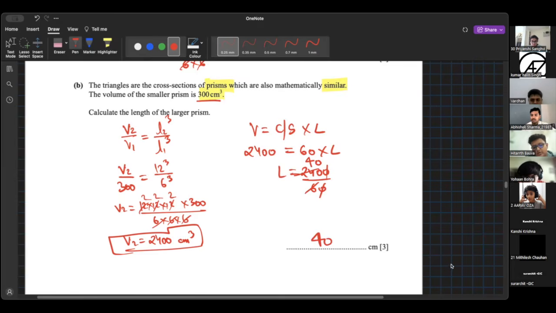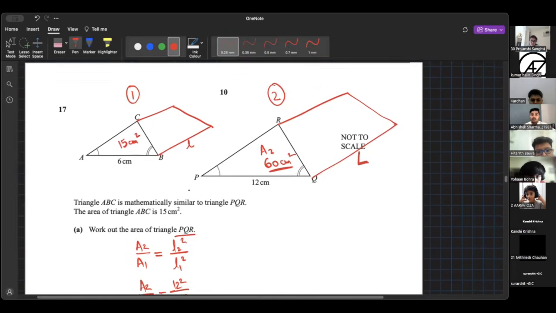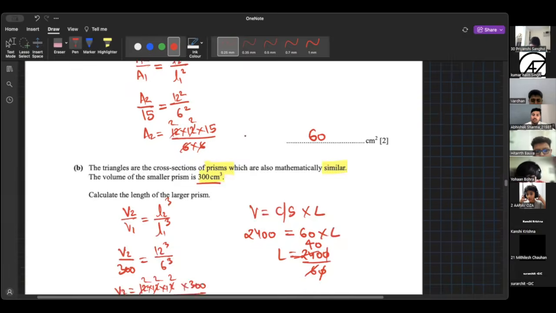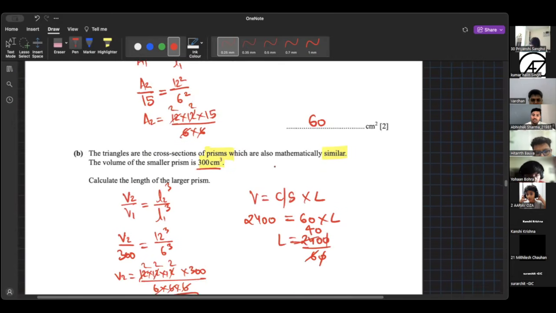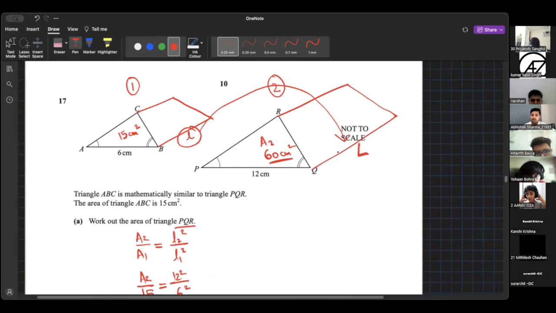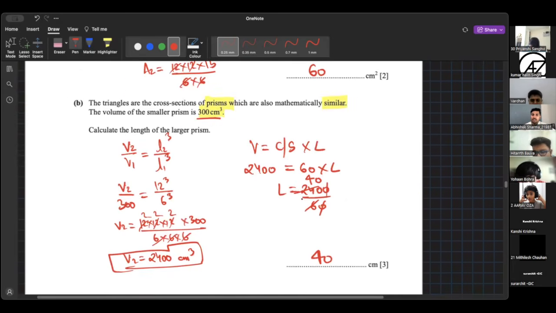So can I go like first finding the length of the smaller one first and then going for the L2 directly using similarity? You can do that also. You can find this L first because the volume and cross section are given, and then with similarity you can find this. Or you can find the volume of the second shape first the way we did, and then use the formula volume is equal to cross-sectional area into length, and you can find. In both the cases you will get the same answer.